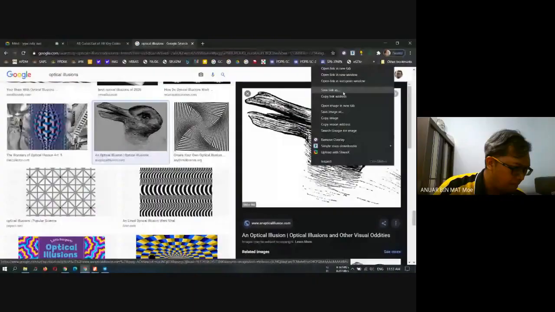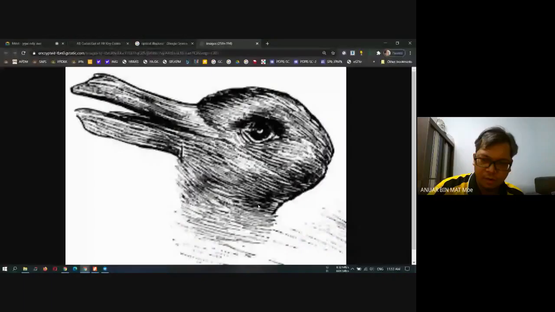For example, this one is also very famous. Can you see a bird or a rabbit? Or you can see both. This is also an optical illusion. Some people may see a rabbit, and some people may see a bird. Can you see it?